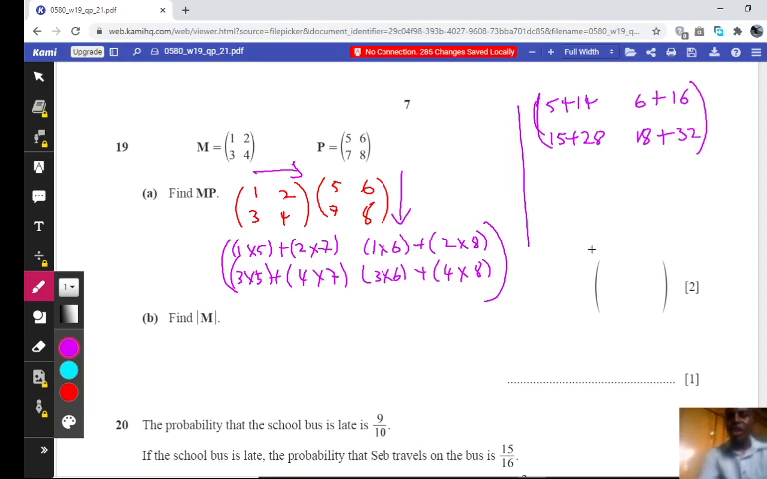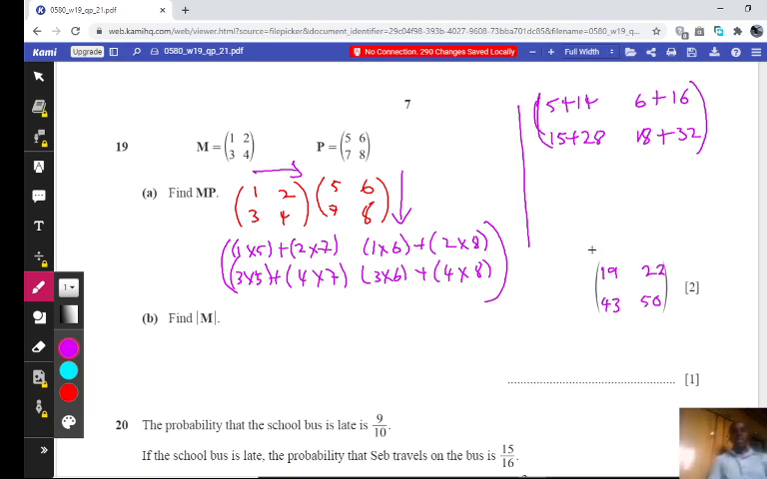Then your final answer, I just write it in this bracket. 5 plus 14 was the answer. It's 19. Then 6 plus 16 is 22. 15 plus 28, what do you get? Is 43. Then 18 plus 32, what do you get? You get 50. So it's 50. You're done.